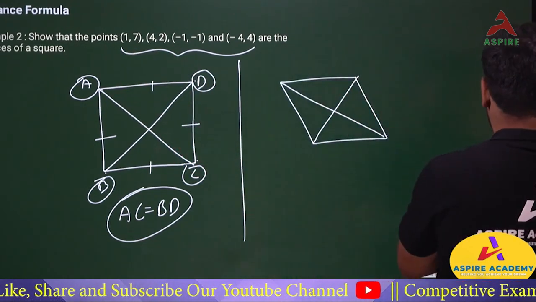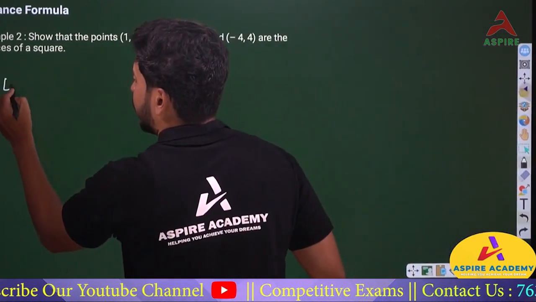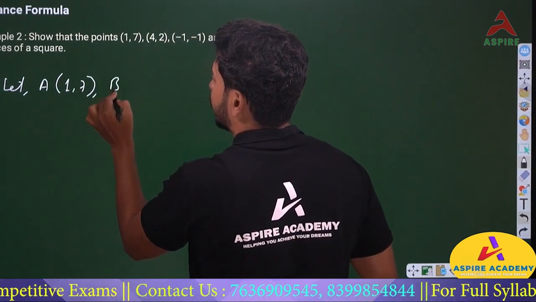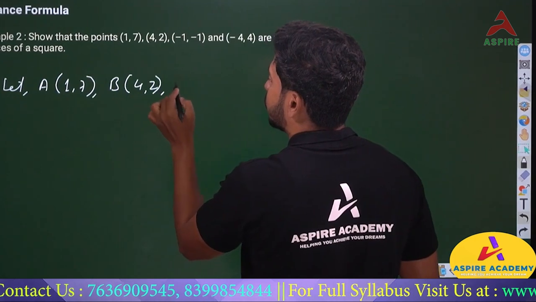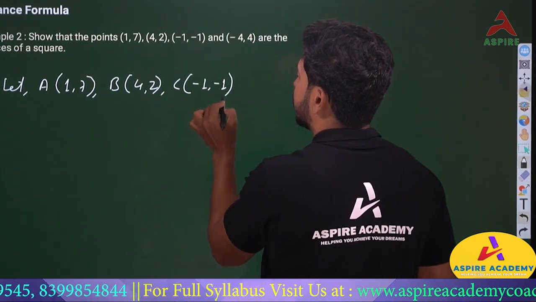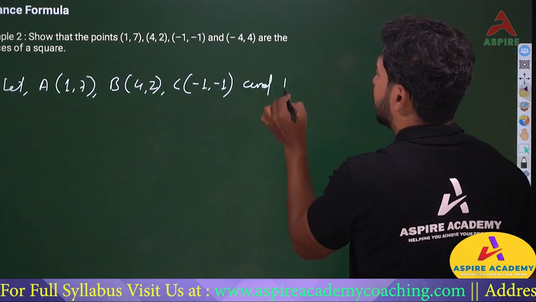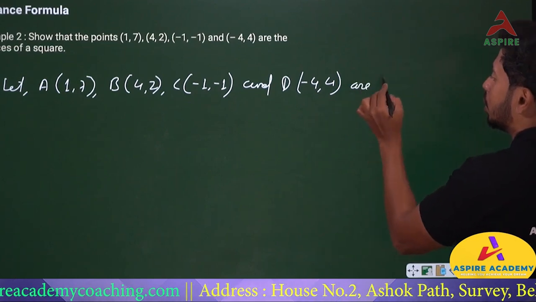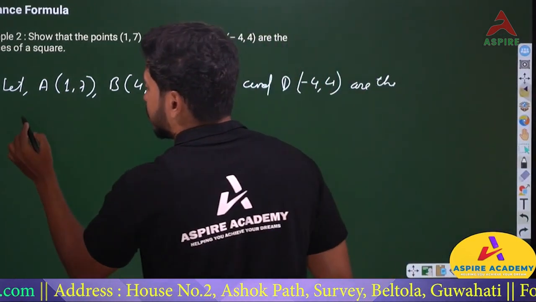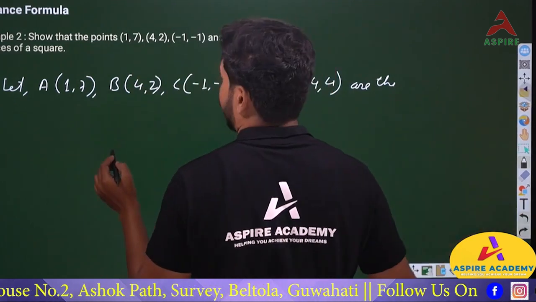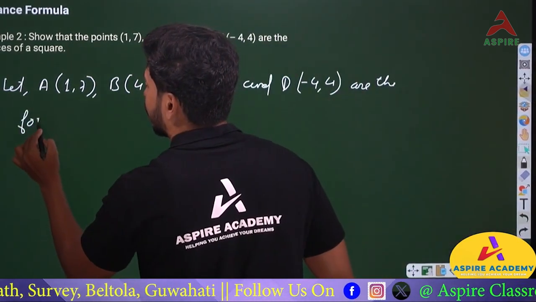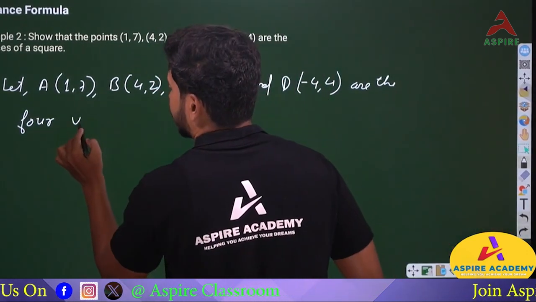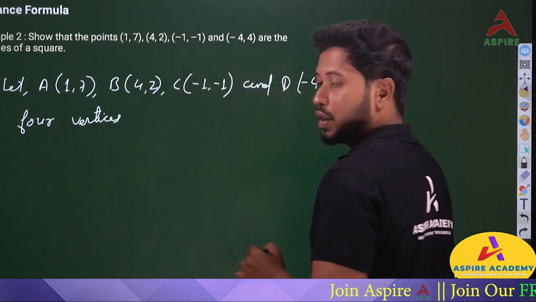Okay, so first of all, let A (1, 7), B (4, 2), C (-1, -1) and D (-4, 4) are the 4 points, or the 4 vertices, we can say. Now we have to measure the length.